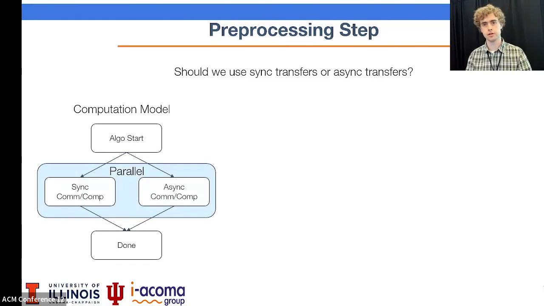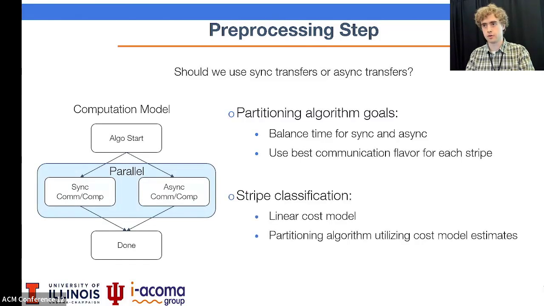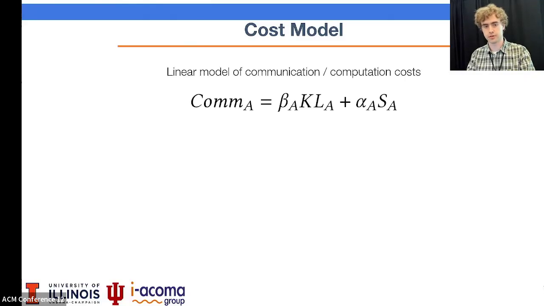assume that the sync and async portions are going to run completely in parallel. Under this assumption, we attempt to balance the amount of time spent in either of these two communication flavors, and we also try to use the best communication type for each stripe in our matrix. We do this by forming a simple linear cost model and using the cost estimates from this model to perform our partitioning. The cost model itself looks something like this.